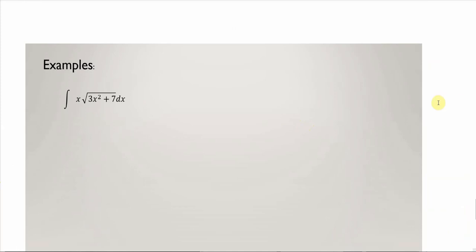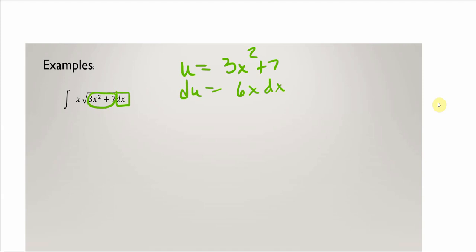Now, this one is the one that throws students off. Let me explain why. In my u, we know that it's going to be what's under the radical. So I'm going to say 3x squared plus 7 here. And the derivative of 3x squared plus 7 is going to be 6x dx. So when my students look at that and say, hey sir, right here I see my u, the dx is part of my box here, and I have the x, but sir, there's a 6 missing.